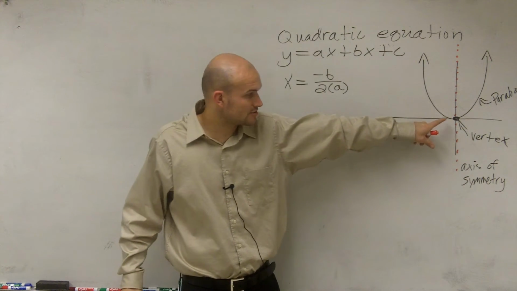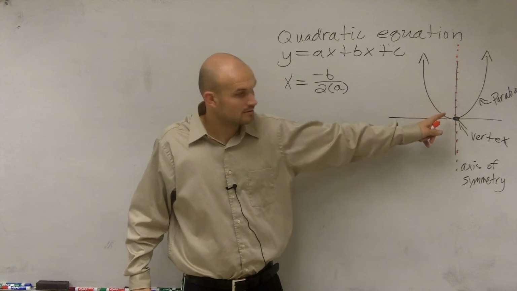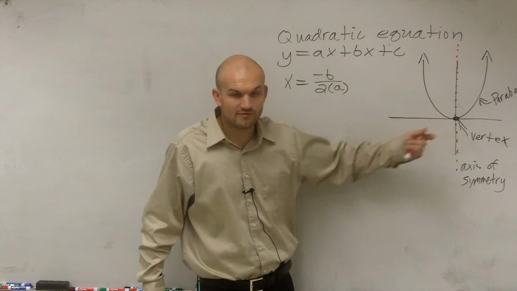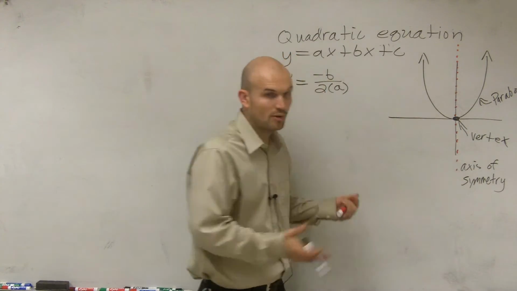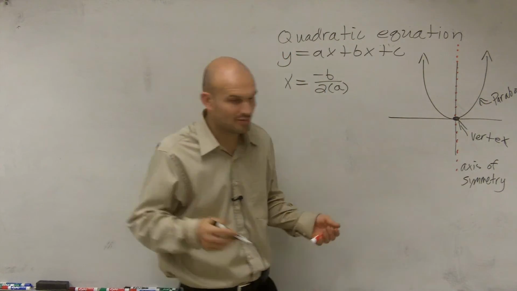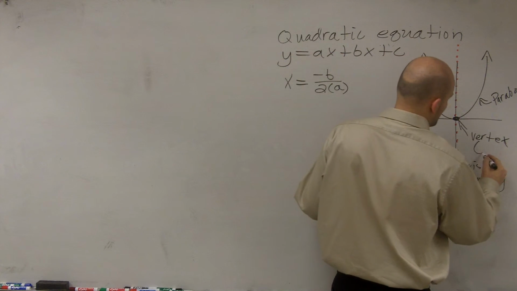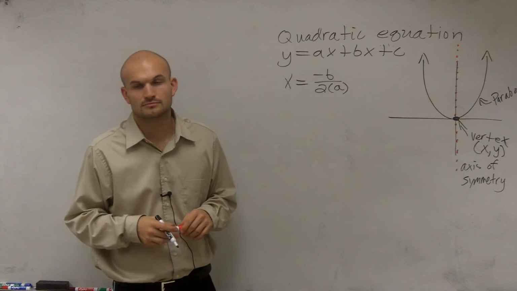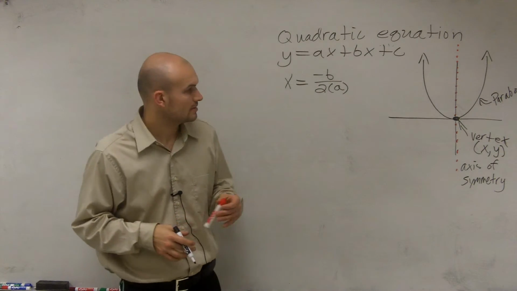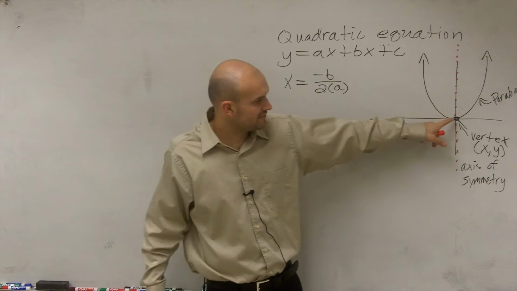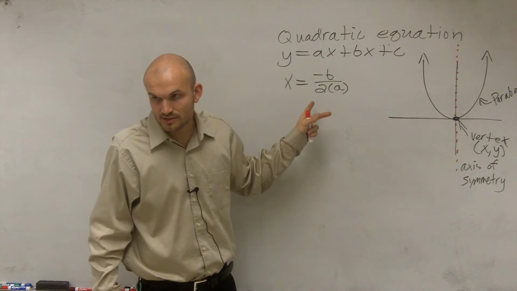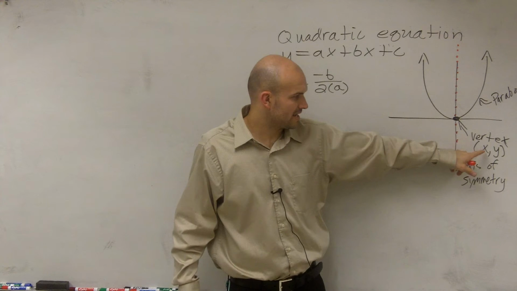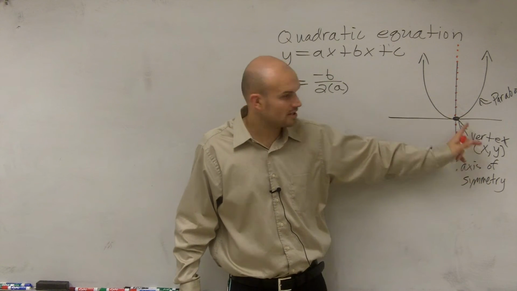The axis of symmetry goes through the vertex, right? And that's very important. So remember, the vertex is a point, right? It's a little dot, right? It's a point. All points have an x and y coordinate. Would you agree? So the x-coordinate of the vertex is the axis of symmetry. See, the axis of symmetry, yes, is a line, but it's also the x-coordinate of your vertex.